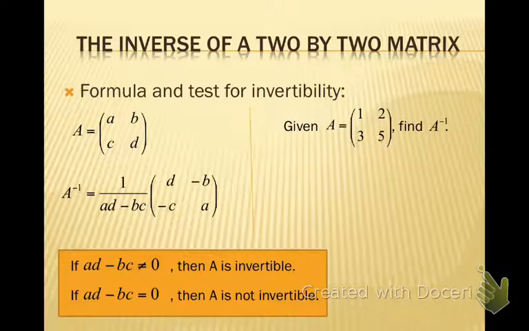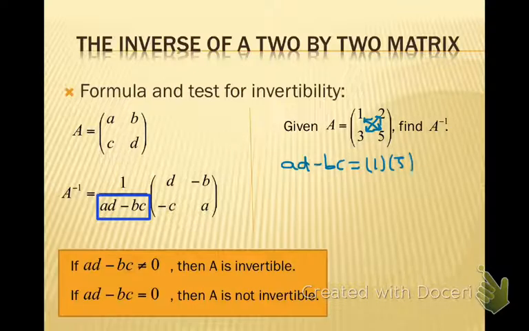Now let's use the formula to find the inverse of this 2 by 2 matrix, 1, 2, 3, 5. The first thing we want to do is to find AD minus BC, which is the determinant of the matrix. It just means that we cross multiply the elements of A, multiplying the 1 and the 5, and then we subtract from it the product of 3 and 2. So the determinant, or AD minus BC, is equal to 1 times 5 minus 3 times 2, which gives us 5 minus 6, which in the end gives us a value of negative 1.